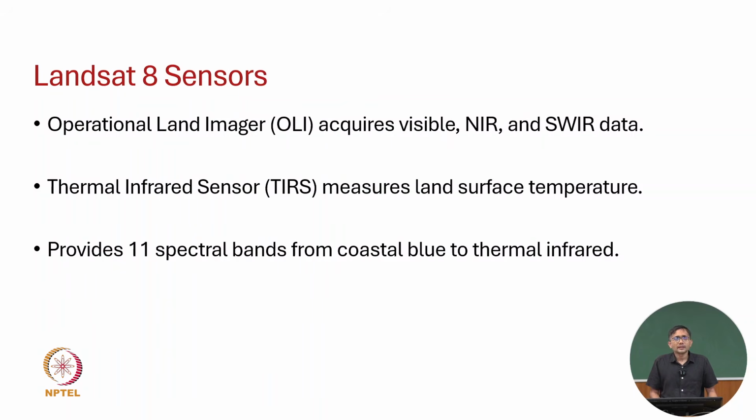So Landsat 8 has 2 sensors: the operational land imager, OLI, acquires visible, near infrared and SWIR data. There is also a thermal infrared sensor, which measures land surface temperature. So this is where we see something additional to Sentinel-2, right? This provides 11 spectral bands in total, ranging from coastal blue to thermal infrared.